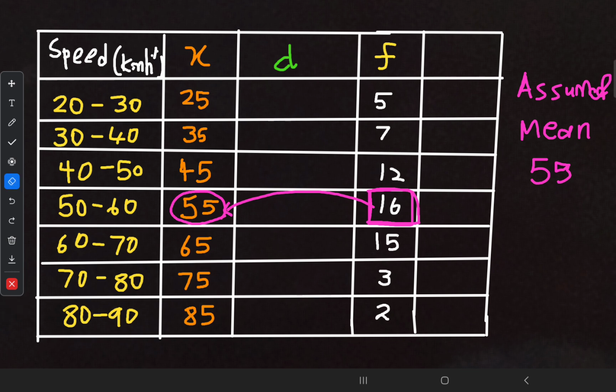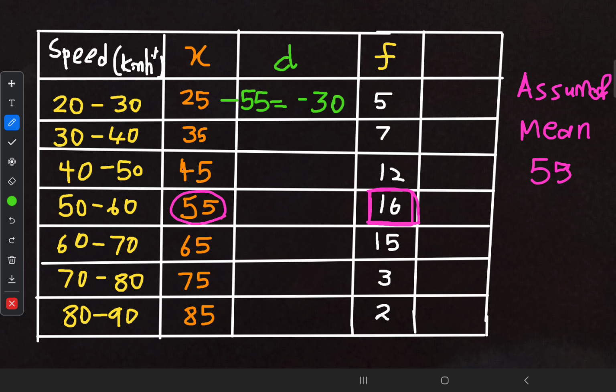Let's note it here. Then let's find our deviations. To find the deviation, what do we need to do? From each class interval's mid value, you have to subtract your assumed mean. This class mid value is 25. From that, you should subtract your assumed mean, which is 55. So 25 minus 55 will give you negative 30. That should be our deviation in this case.